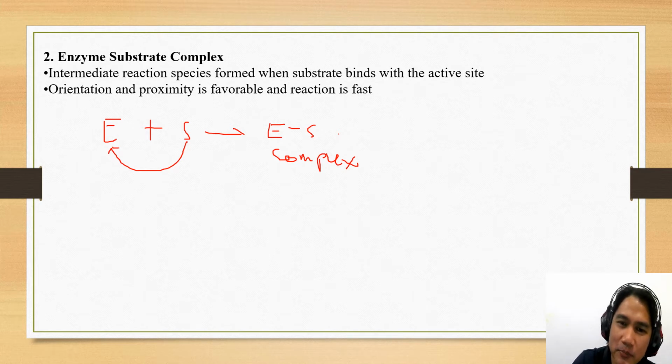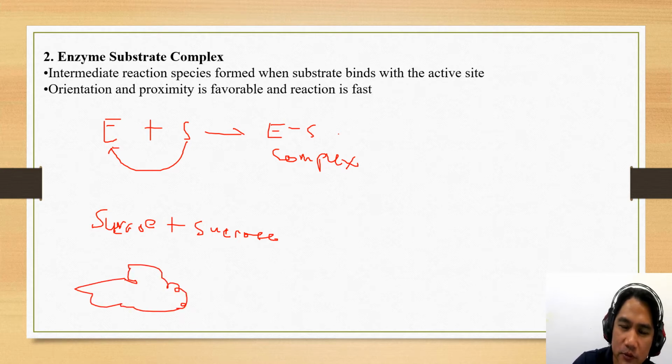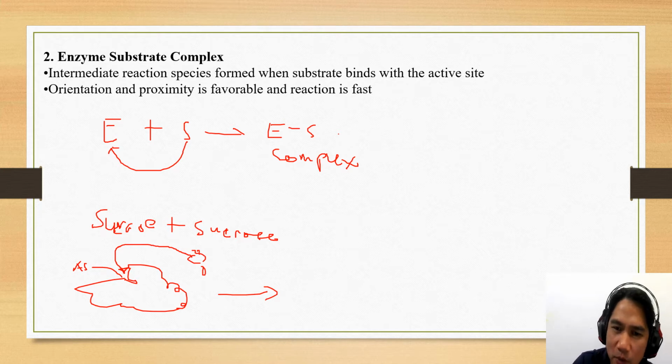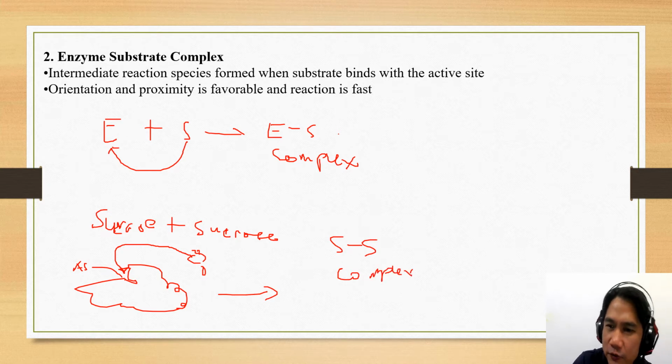For example, the enzyme here is sucrase, and the substrate is sucrose. The enzyme is globular. Let's assume that somewhere here is the active site, and here's the sucrose. When sucrose binds to this active site, the complex is formed. What is the name of the complex? Sucrase-sucrose complex. And that's the beginning of transformation.